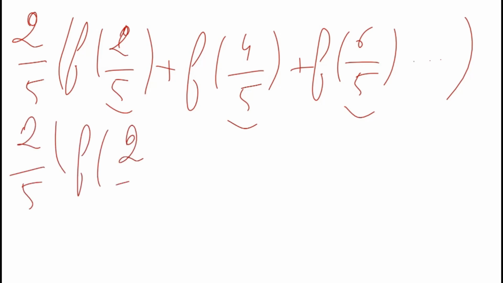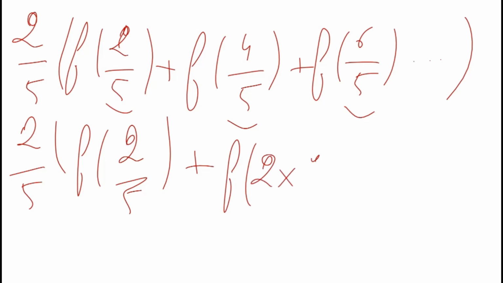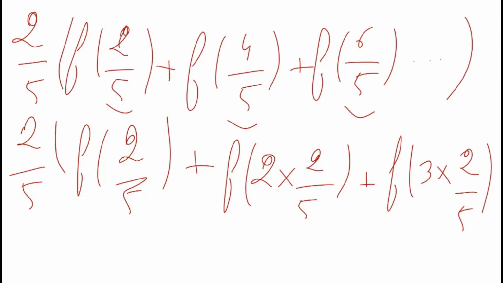They are just multiples of the other. f of 4 over 5 is just f of 2 times 2 over 5. f of 6 over 5 is just 3 times 2 over 5. And all the other images will also have the same because, as we said, the length is constant. So we just keep multiplying by, let's say r is the rectangle from 0, if I can say that.